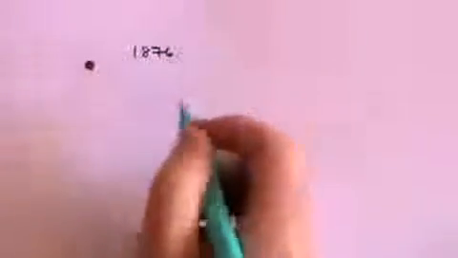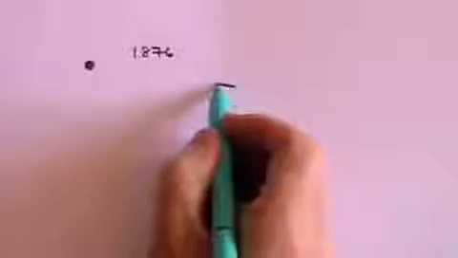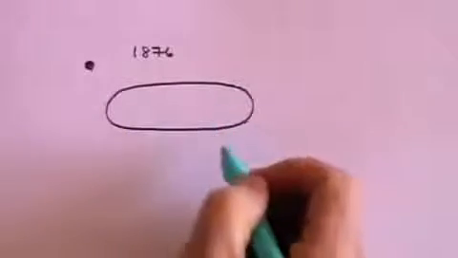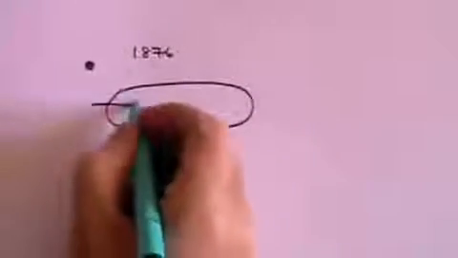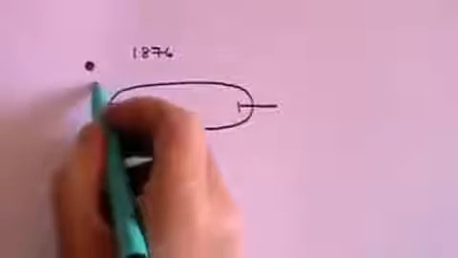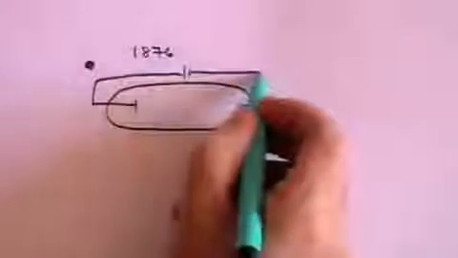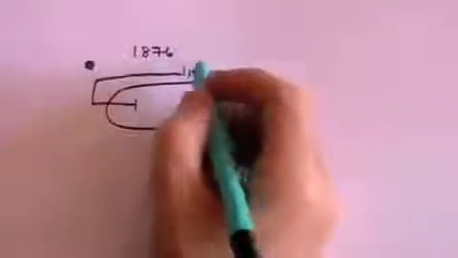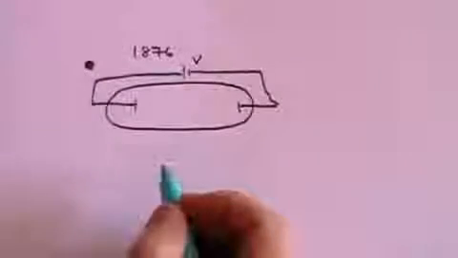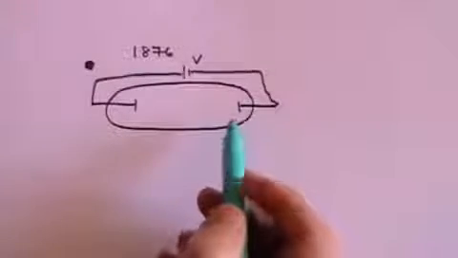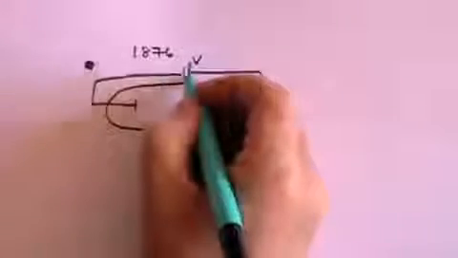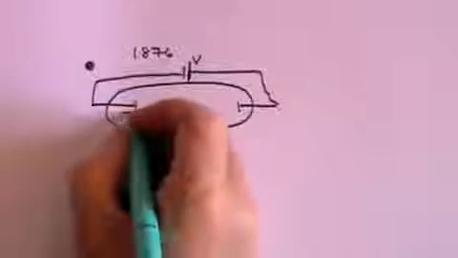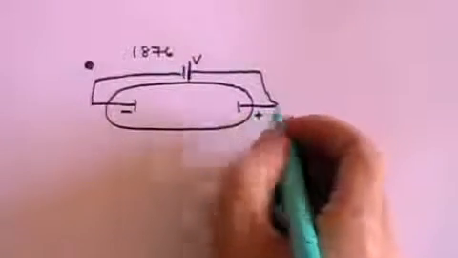1876, where an experiment was being performed where you take a glass tube, you evacuate it, that is, you suck all the air out, and then you have an electric current. Well, it won't flow because, of course, there's a gap, but you put a very, very high voltage. A single battery won't usually do. You need a very high voltage. And I've connected them up the wrong way round. That's the negative end of the battery, that's the positive end. So this is negative and this is positive.